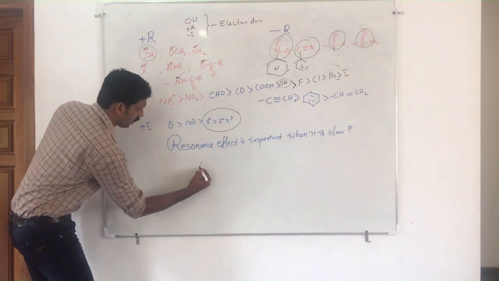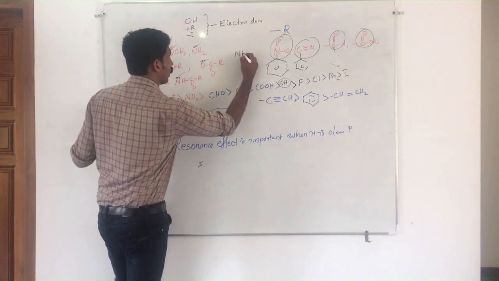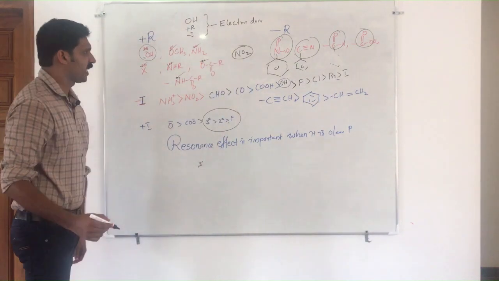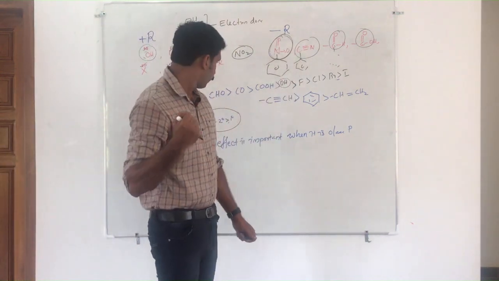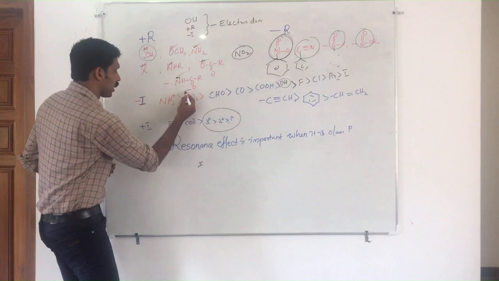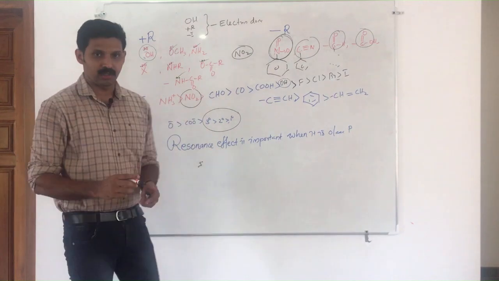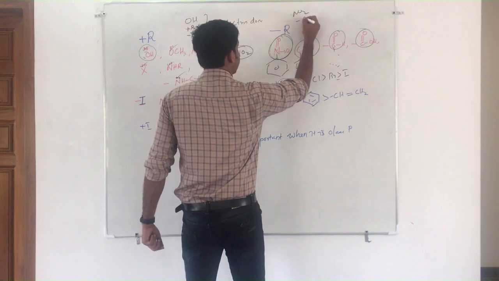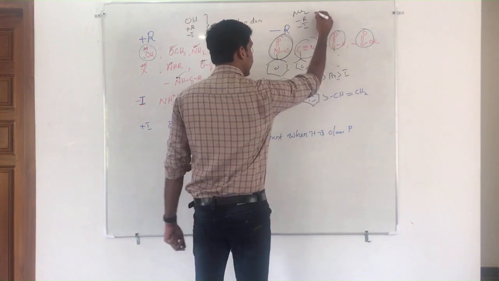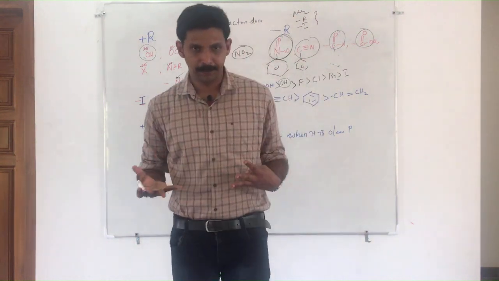In the case of the NO2 group, you can see that NO2 is minus R, electron withdrawing. The NO2 group is also minus I, electron withdrawing. Therefore, the NO2 group has a minus R and minus I, and the net effect is electron withdrawing.